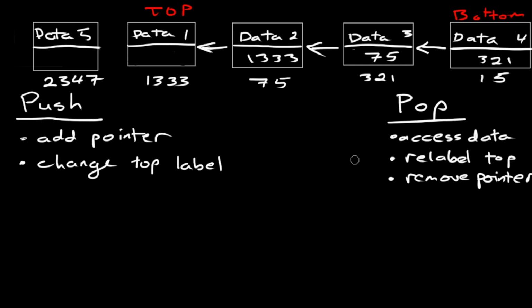This is where I made my mistake. I claimed that this step right here, the relabeling of the top, would occur in big O of one time. That's actually going to occur in big O of n time. See if you can think about why that's the case.